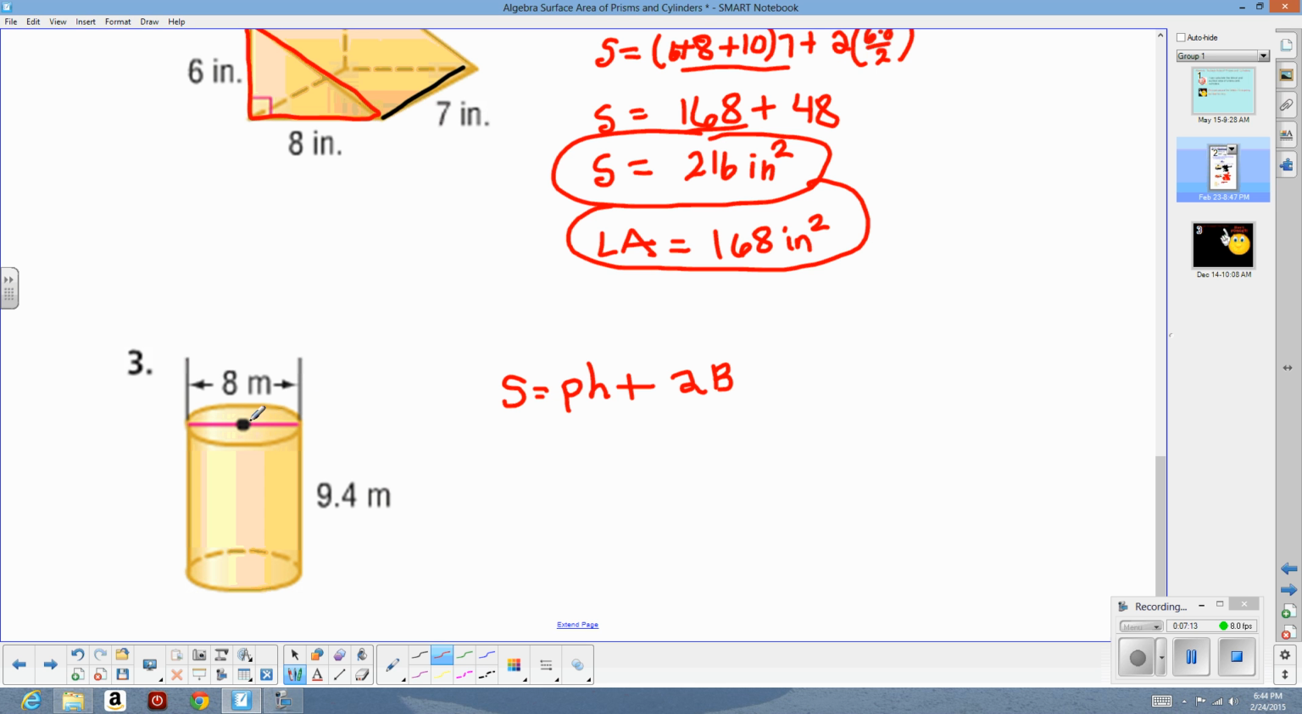Since we're talking about a circle, the perimeter of a circle, remember, is the circumference, and the circumference of a circle is pi d. So the surface area is going to equal pi times diameter times the height plus 2 times the area of the base. And since it's a circle, it's going to be pi r squared, since that's the area of a circle.